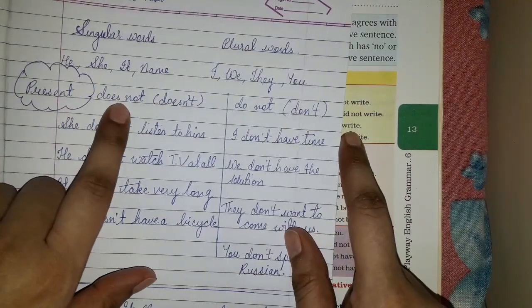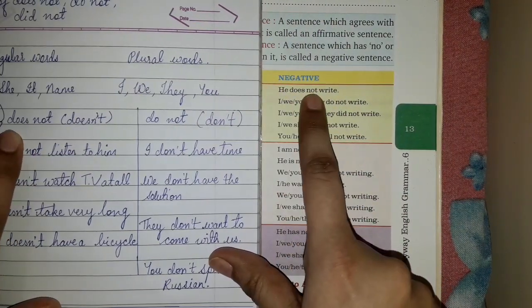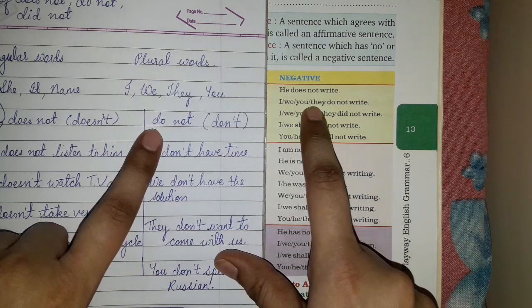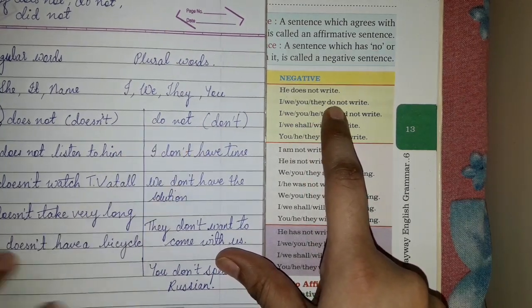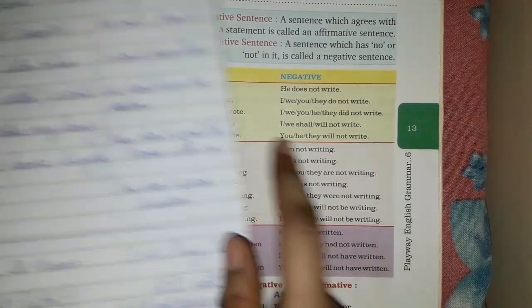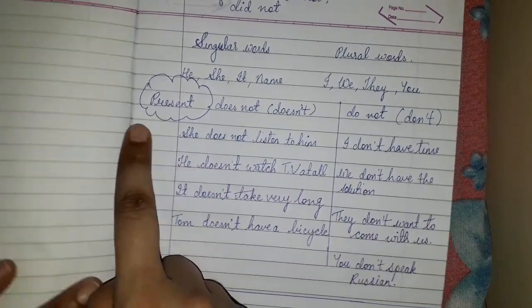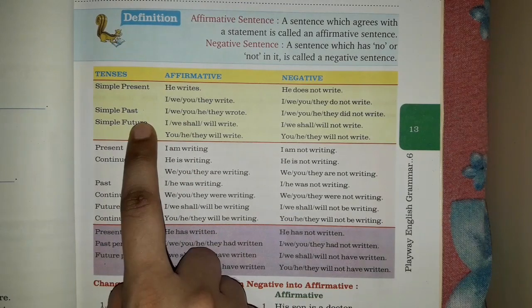As you can see here, I told you he will always have what? Does not. See, he is having what? Does not. And here I, we, you, they, it has what? Do not. Can you see? And we are talking about which tense? Present. And here also we were talking about which tense? Present tense. Now simple past.